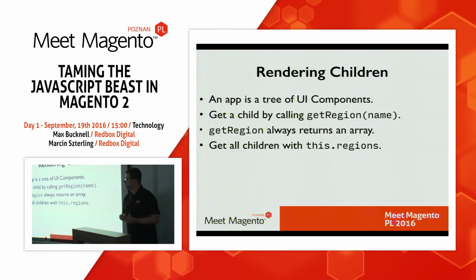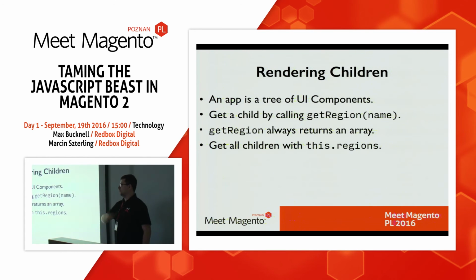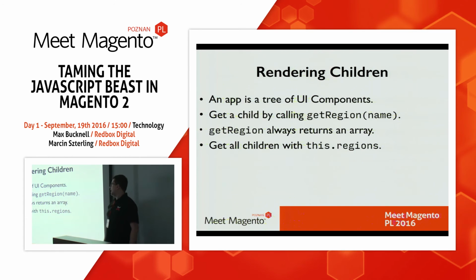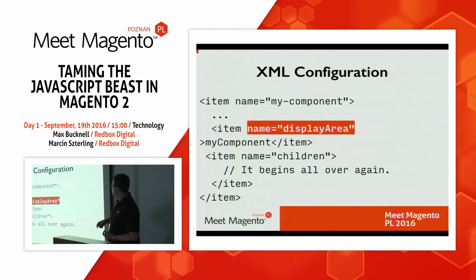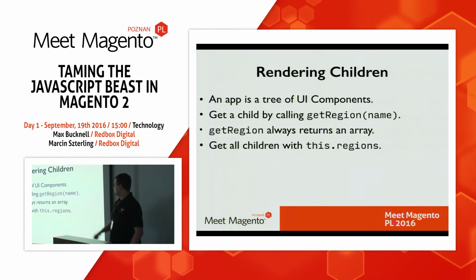Okay, talking about rendering children. You can imagine this massive array of all the children, all the UI components, and in your template, you want to display, render that. So the way you do it is by calling getRegion. Max, can you come back one slide? So basically, what Max was talking about, when you are in the template, this is what you use. You use the display area, right? Not the name, even if the function has a parameter called name. So be careful with that.